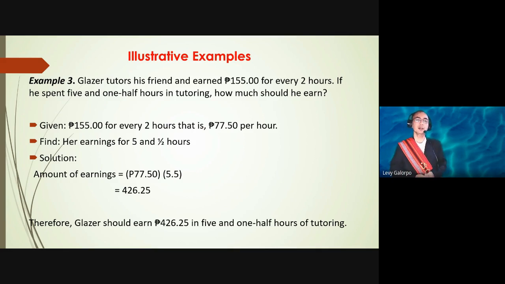Paano ang solusyon? The amount of earnings is equals to 77.50 multiplied by 5.5 hours. And makukuha natin dyan, ang sagot ay 426.25. Ganun lang siya kasimple, di ba guys? Therefore, Glazer should earn 426.25 in 5.5 hours of tutoring.